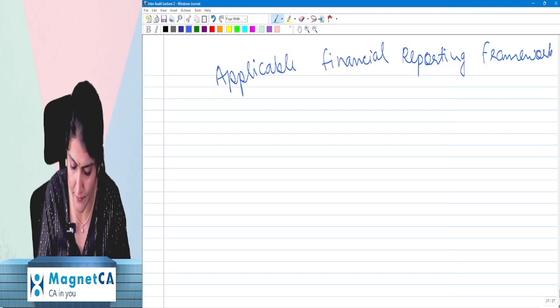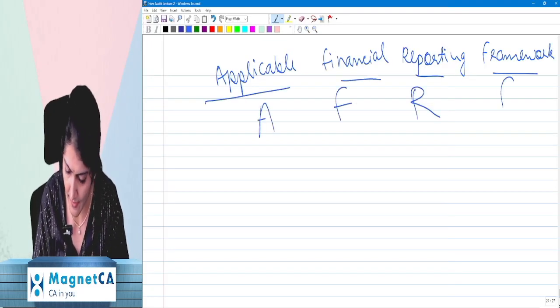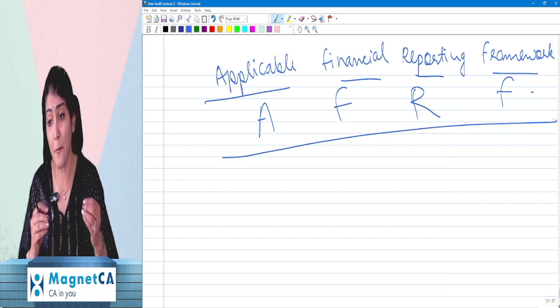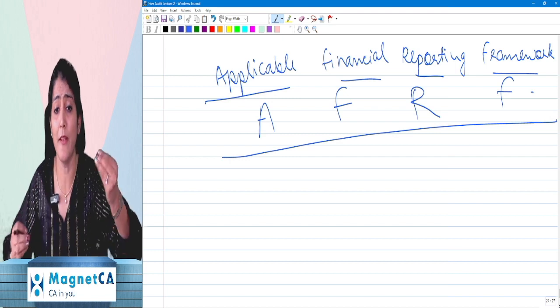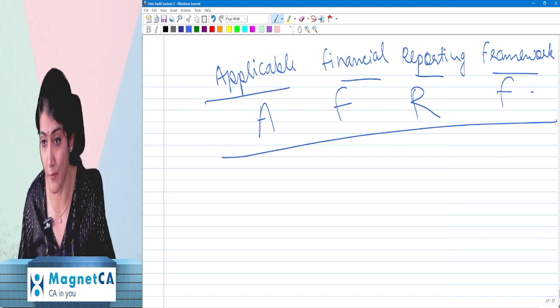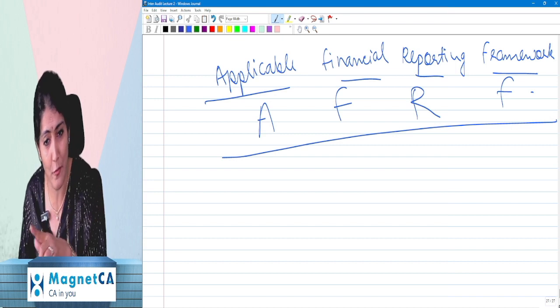Financial Reporting Framework, AFRF. Another mind-boggling, super important term in audit: applicable financial reporting framework. Yes, do you know how to convert an active voice into passive voice?